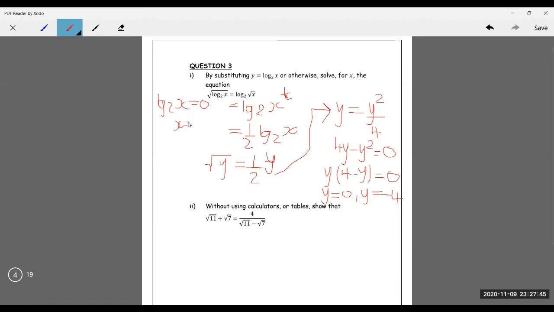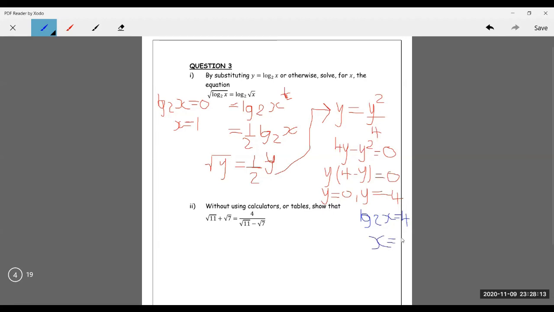Our next answer is going to come from y equals 4. So y is 4, and log to base 2 of x is 4. If log to base 2 of x is 4, what's x? 2 to the 4 is indeed 16. So x is 16.